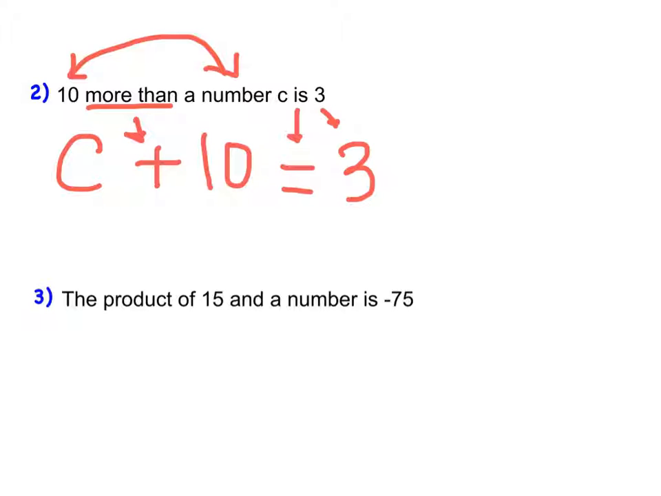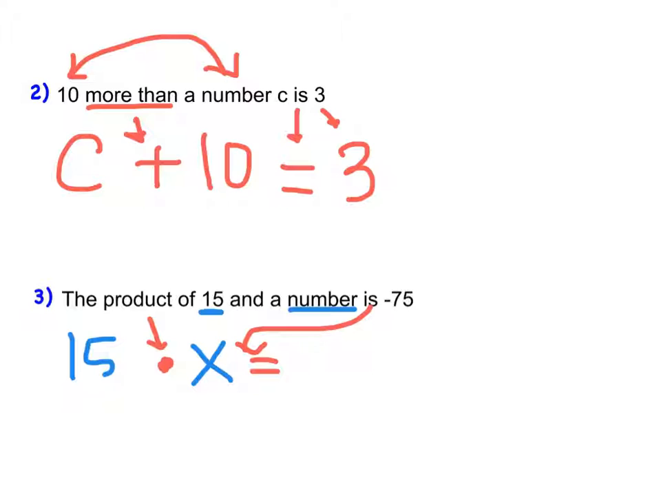All right, so the product of is a keyword that represents multiplication. It is the product of 15 and a number. Now, it doesn't tell us to use a number n or a number c, so you can use any variable that you would like, okay? So in this case, I'm just going to use x. Then we have the keyword is, which represents equals, and then I have negative 75.